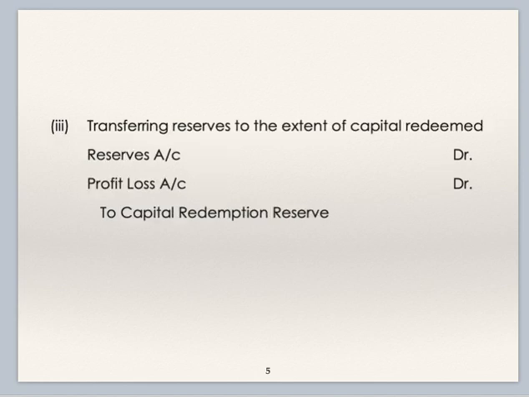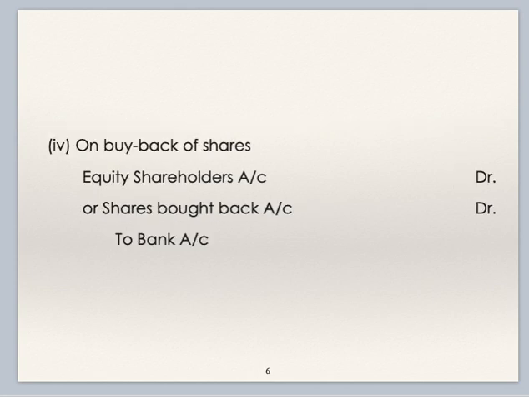If the shares are bought back out of free reserves, then an amount equal to the nominal value of shares so bought back is to be transferred to capital redemption reserve account. So the entry for transferring this reserve is reserves account debit, profit and loss account debit to capital redemption reserve account. And on buyback of shares, the journal entry is equity shareholders account or shares bought back account debit to bank.